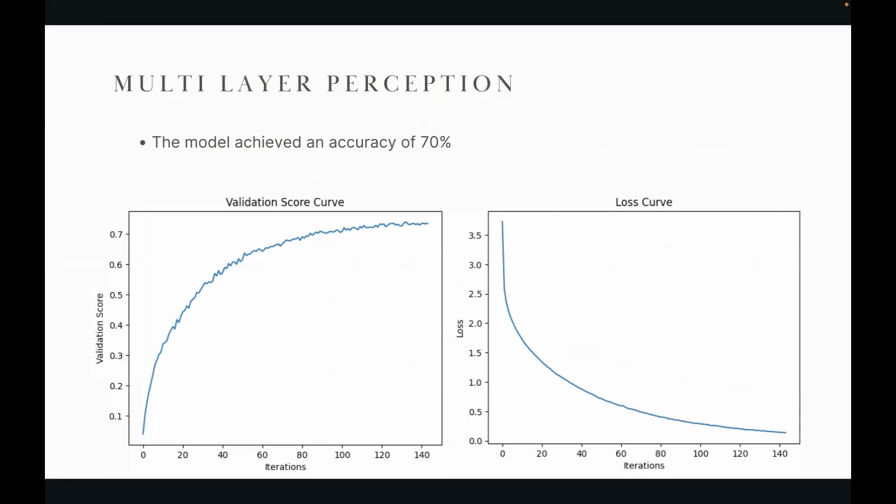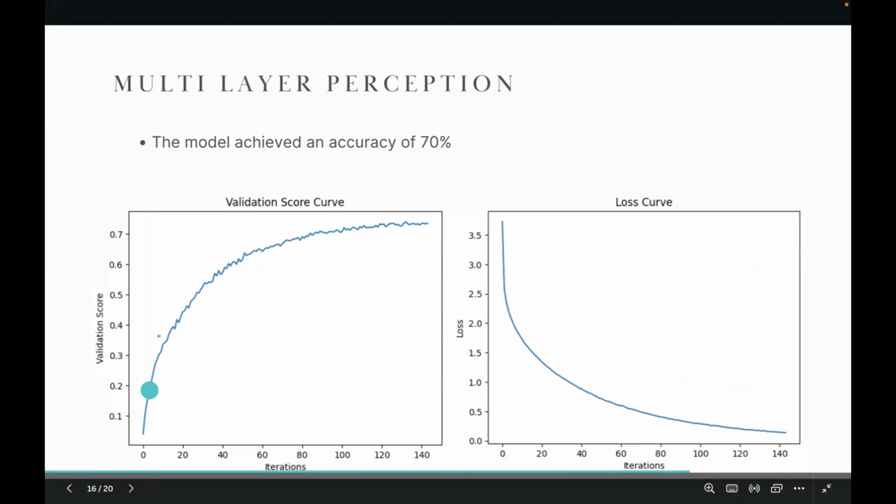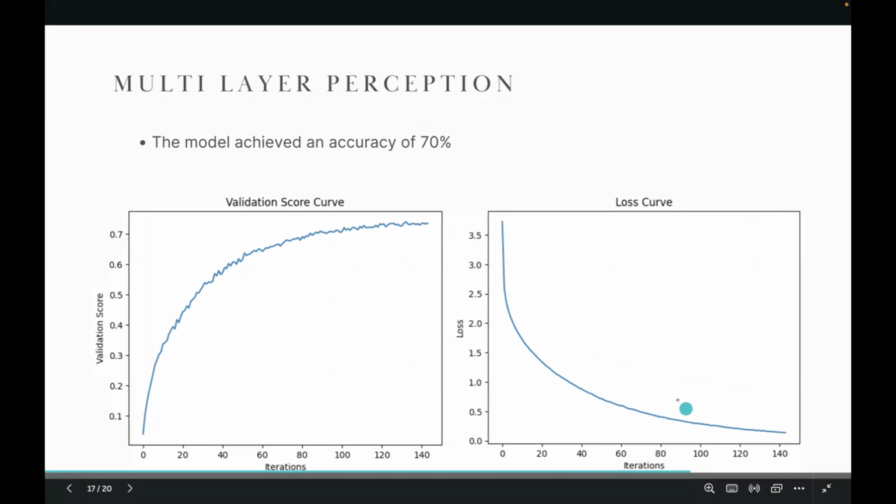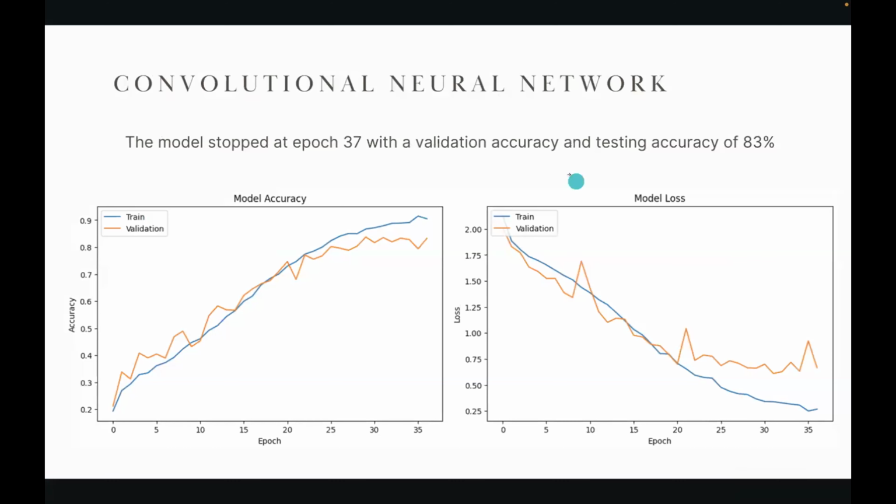These are the results of the multi-layer perceptron model, which got an accuracy of 70%. We can see that the accuracy is increasing over epochs, while the loss was decreasing over the epochs. This is for the CNN model, which got an accuracy of 83%. We had an early stopping function to stop the model when the accuracy is not improving, so the model stopped at epoch 37, where it reached an accuracy of 83%.